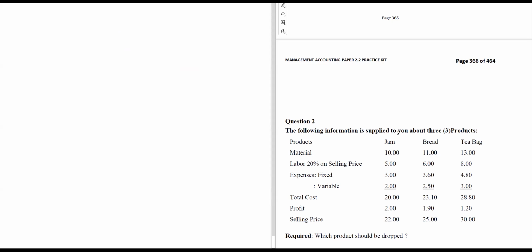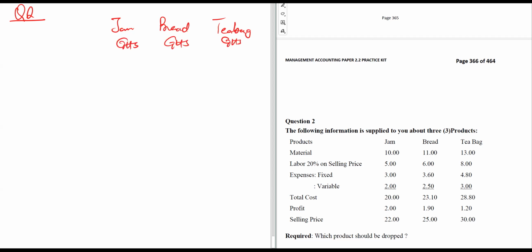Contribution. So all we have to do is take each of them and try to establish the contribution for it. So we have jam, bread, and tea bag. Let's look at which one we will drop. The selling price for each of them: jam was 22 cedis, bread 25, and tea bag 30. So we less what?